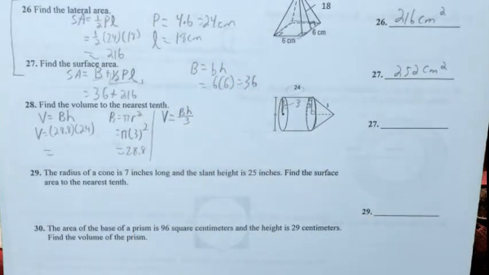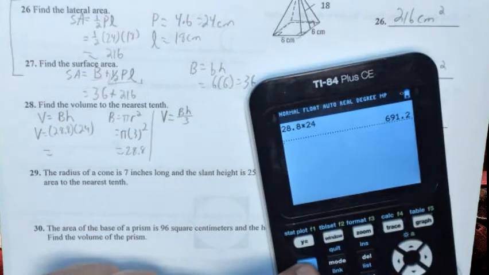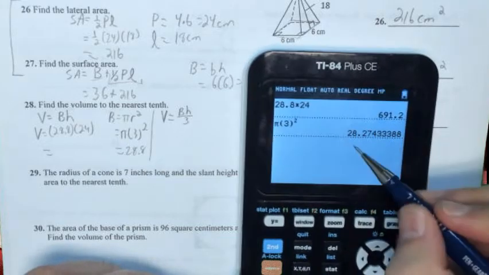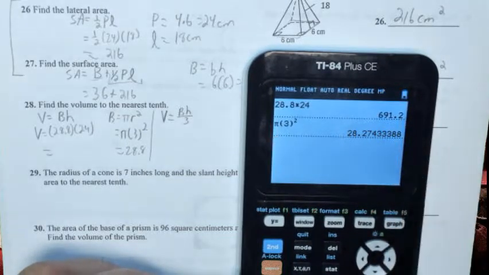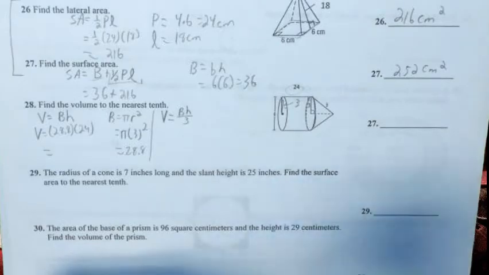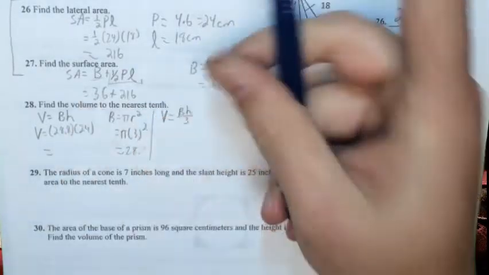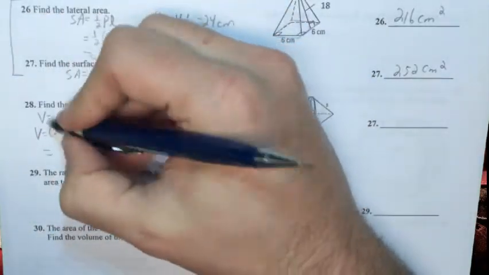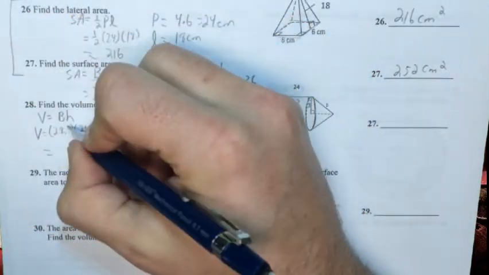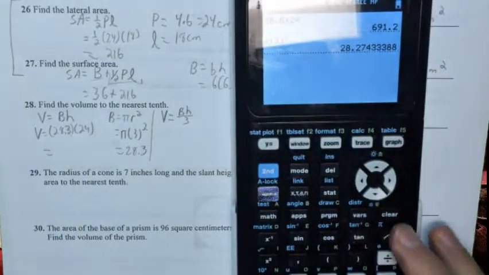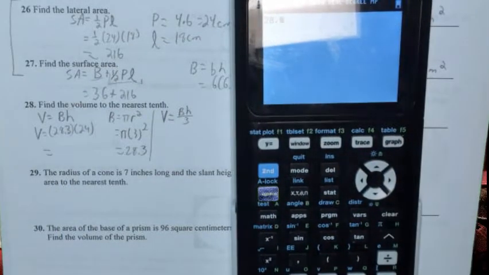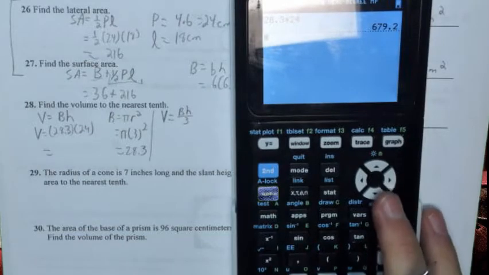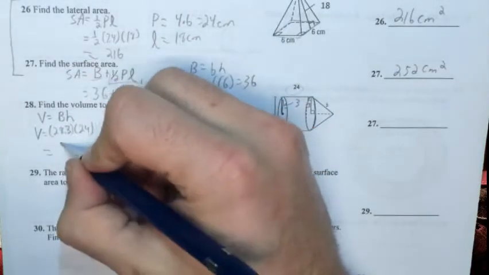Did I type that right? Hold on. You know what? I did that wrong a second ago. 28.27 should be 28.3. Let's change that out. And so I need to change this one to a 3 as well. Sorry about that mistake. 28.3 times 24 is 679.2. That's better.